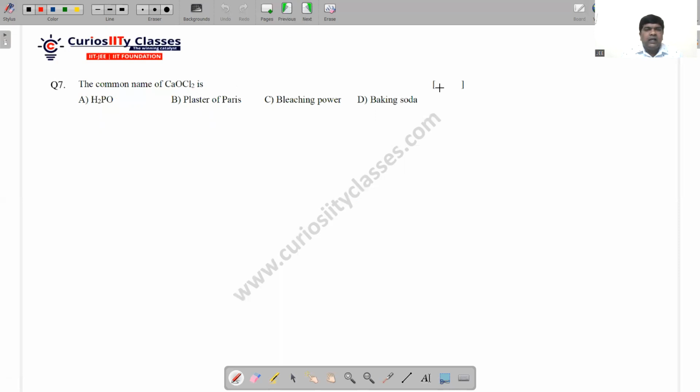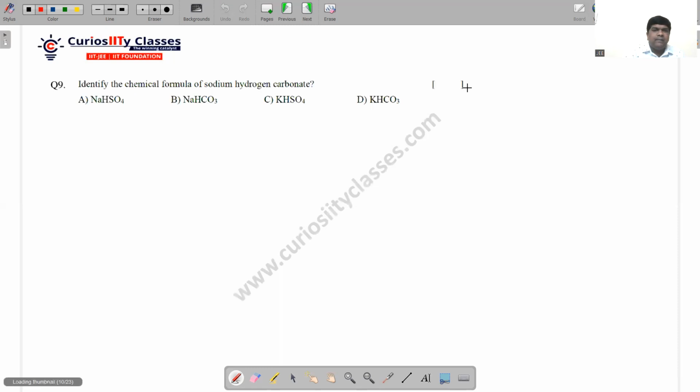Question number 7. The common name of CaOCl2 is option A plaster of Paris, option C bleaching powder, and option D baking soda. CaOCl2 is bleaching powder. Option C is correct. Question number 8. Which of the following is chile saltpeter? NaCl, common salt. NaHCO3, baking soda. NaNO3, chile saltpeter. And KNO3. Option C is the chile saltpeter.